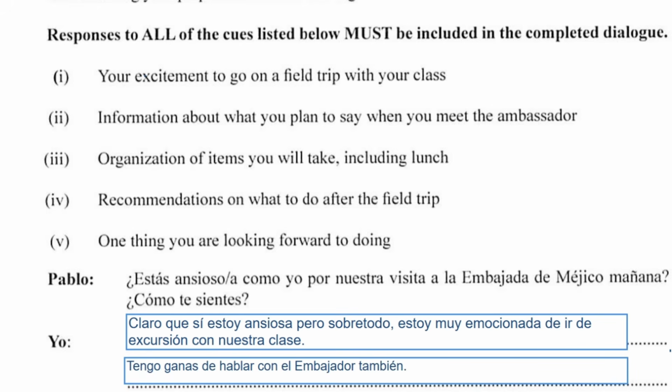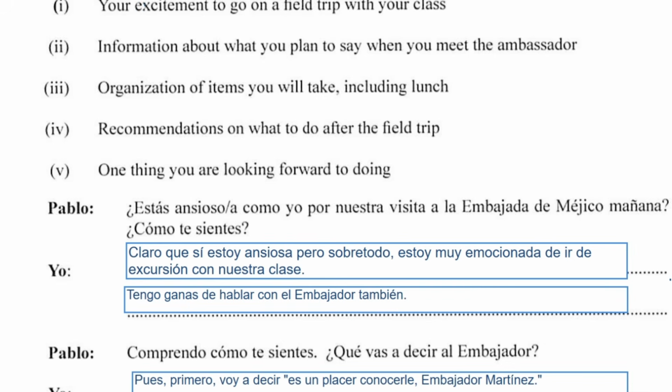So my response was, therefore, claro que sí, estoy ansiosa, pero sobre todo estoy muy emocionada de ir de excursión con nuestra clase. Of course, I am anxious, but above all, I am very excited to go on a field trip with our class. Now, in the next line, he says, I understand how you're feeling. What are you going to say to the ambassador?